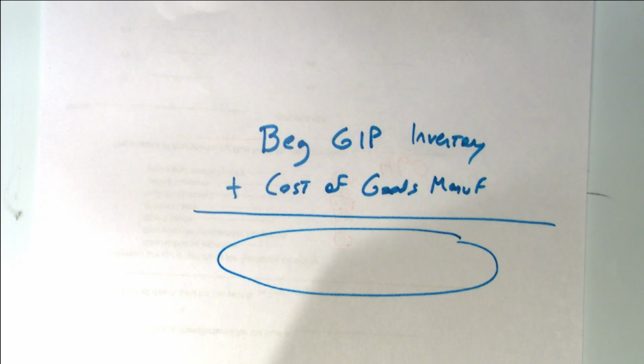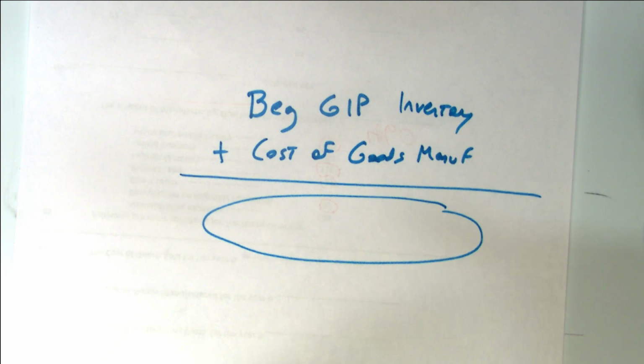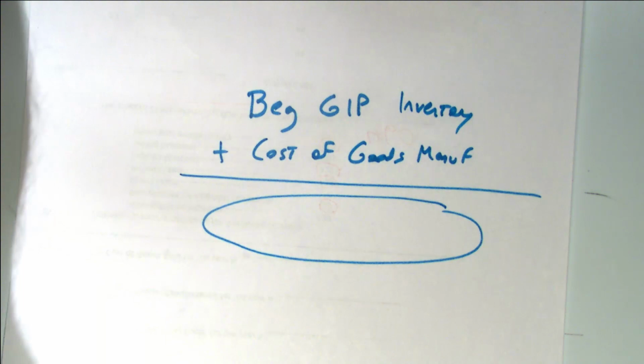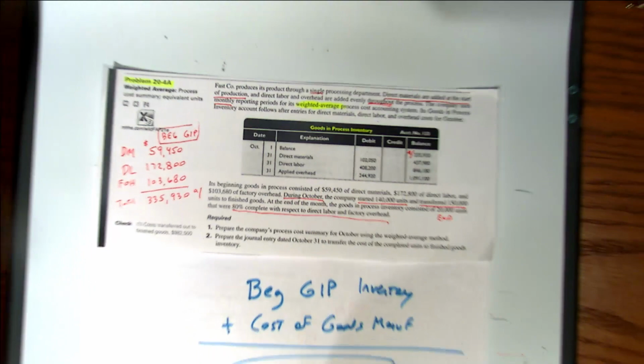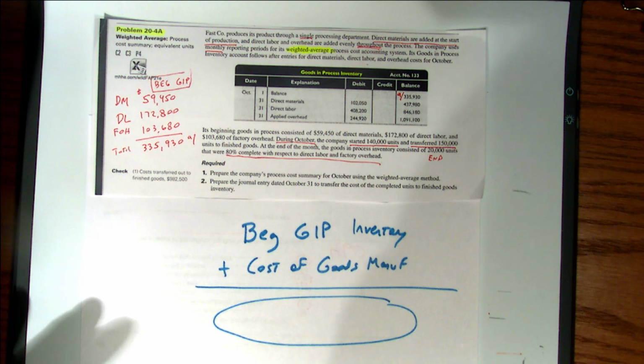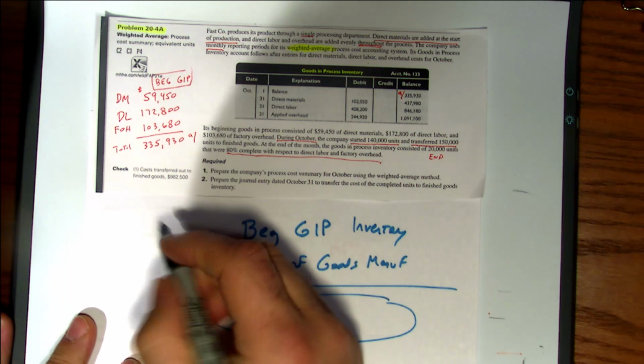Now, we have defined these numbers for this problem. Let me get the one I was writing on. What is the beginning goods in process inventory amount? What is it in total? 335,930, right?